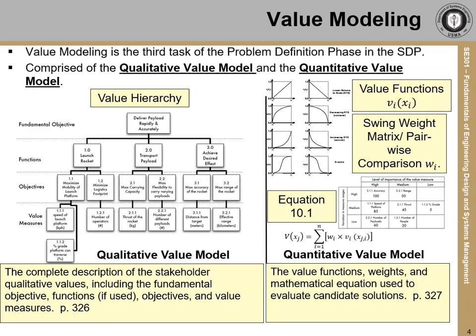As you saw in Lesson 6, the value modeling task is comprised of two parts, the qualitative value model and the quantitative value model. We use a value hierarchy to create the qualitative value model, which is a representation of stakeholder values. The quantitative value model is the value functions and value measure weights that will enable us to evaluate candidate solutions and eventually compare them in order to recommend one as the preferred solution.